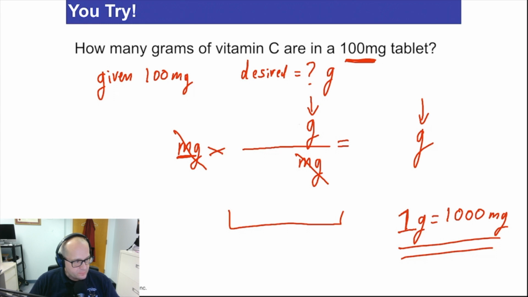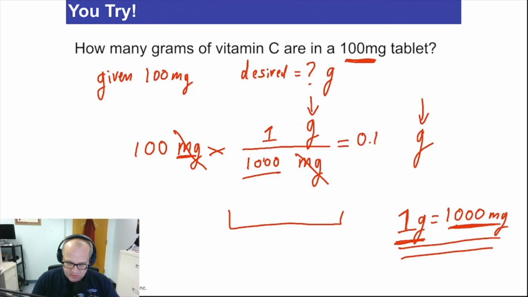So now we're going to put 1,000 here, and the number 1 goes up there because, remember, the unit and the number are married. They go together everywhere. And then we put the number 100 over here. So then you grab your calculator. You can probably do this in your head. Take 100, multiply it by 1, divide it by 1,000. And you should get 0.100 grams.